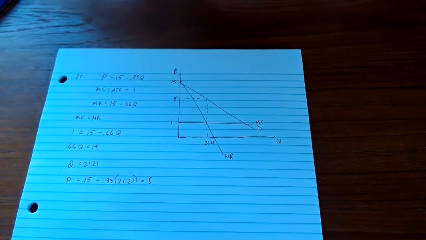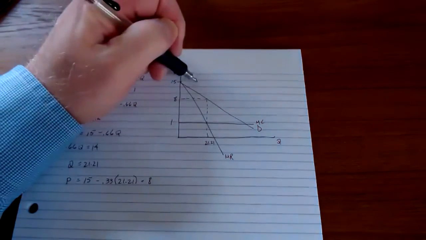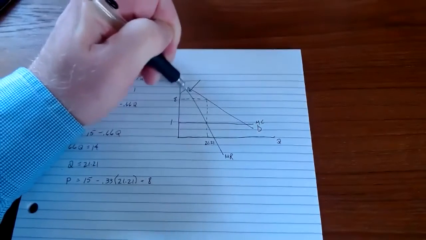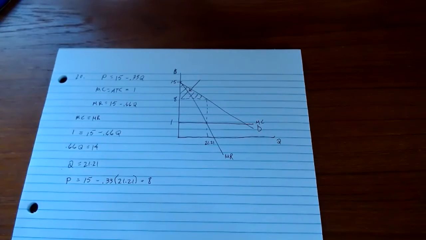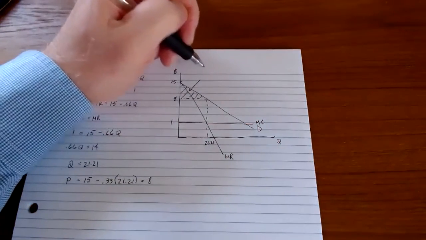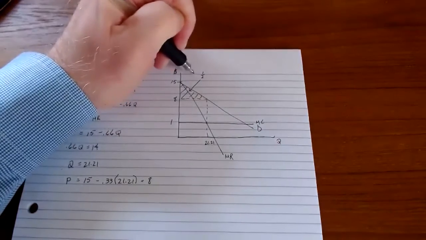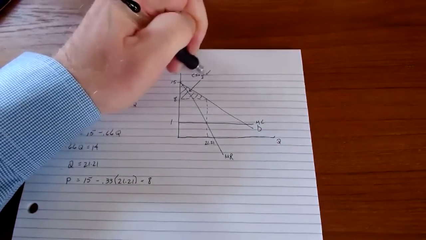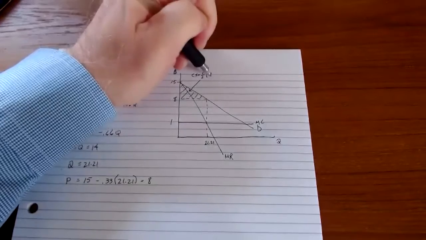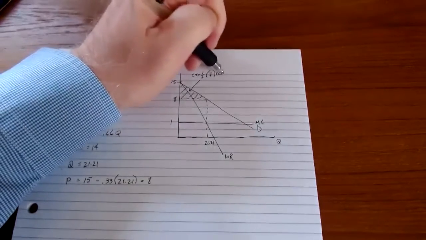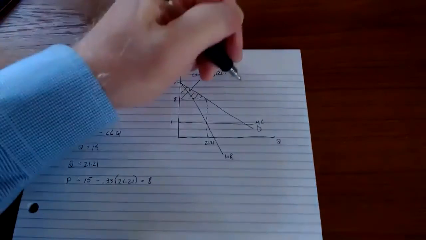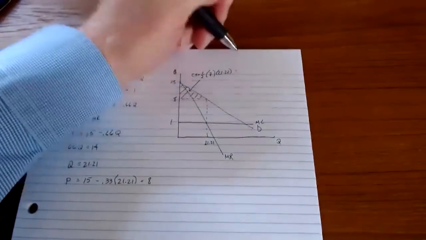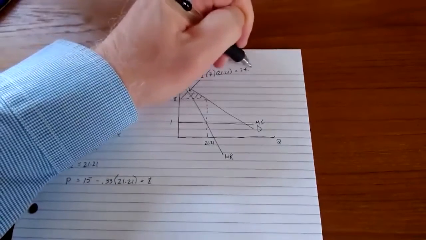And it asks for producer and consumer surplus and deadweight loss. So the consumer surplus is this triangle here. And that is going to be 1/2 of the height, which is 7, and the base, which is 21.21. That comes out to 74.24.